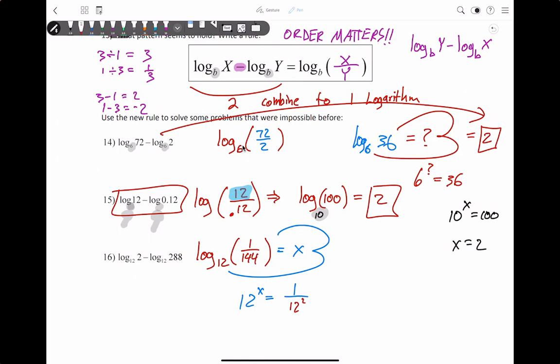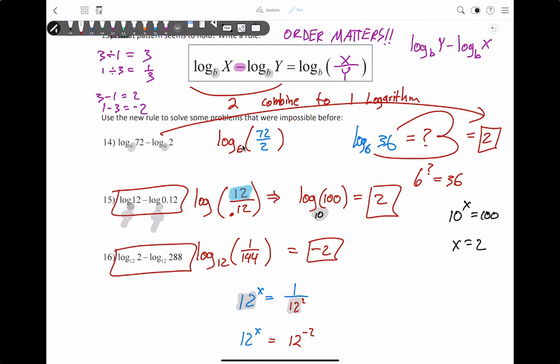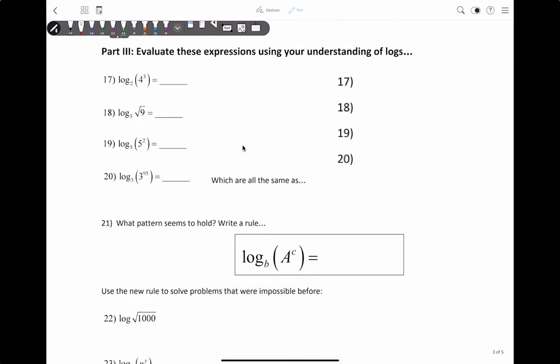The reason I say that is I want you to already be thinking, what do they have in common? What factors do these have in common that I can assign the same base to? So this would come upstairs by making it a negative 2, and I still have 12 to the x over here. So x is going to be equal to negative 2. All of this ended up becoming a negative 2, which was the answer to that simplified form. All right, so let us keep going.